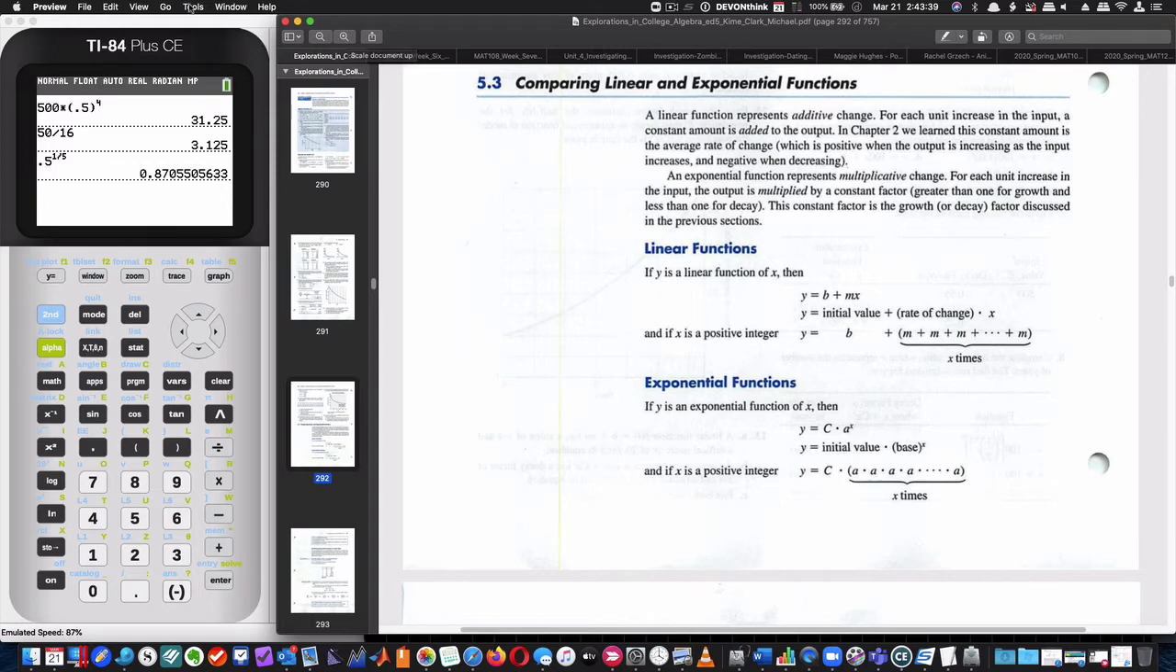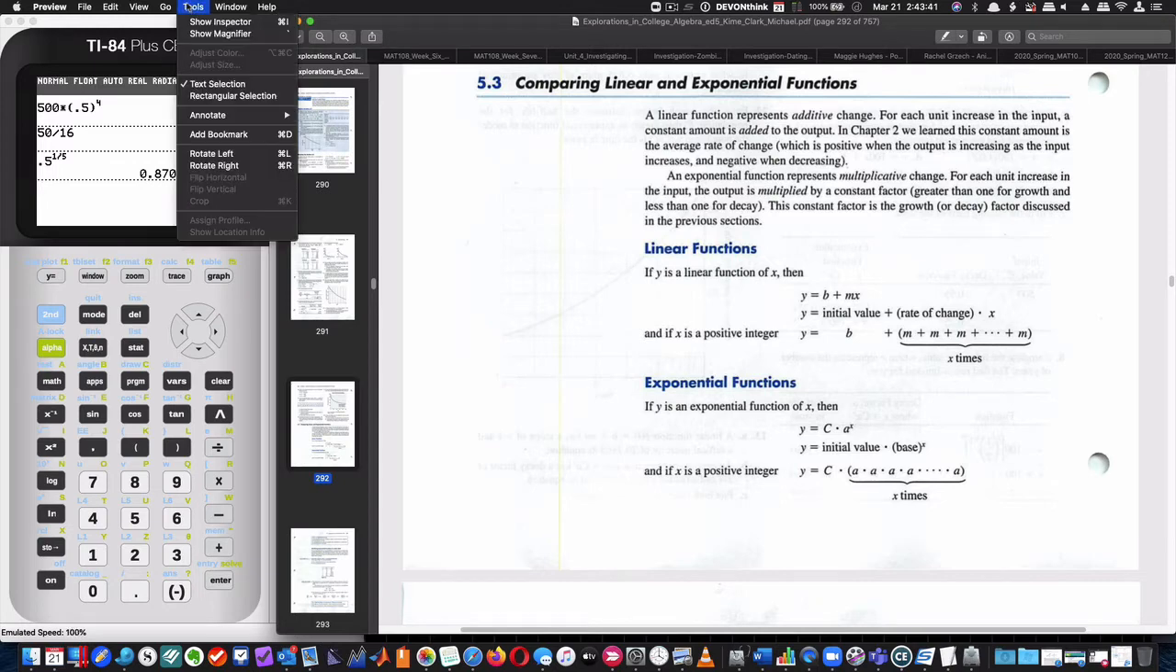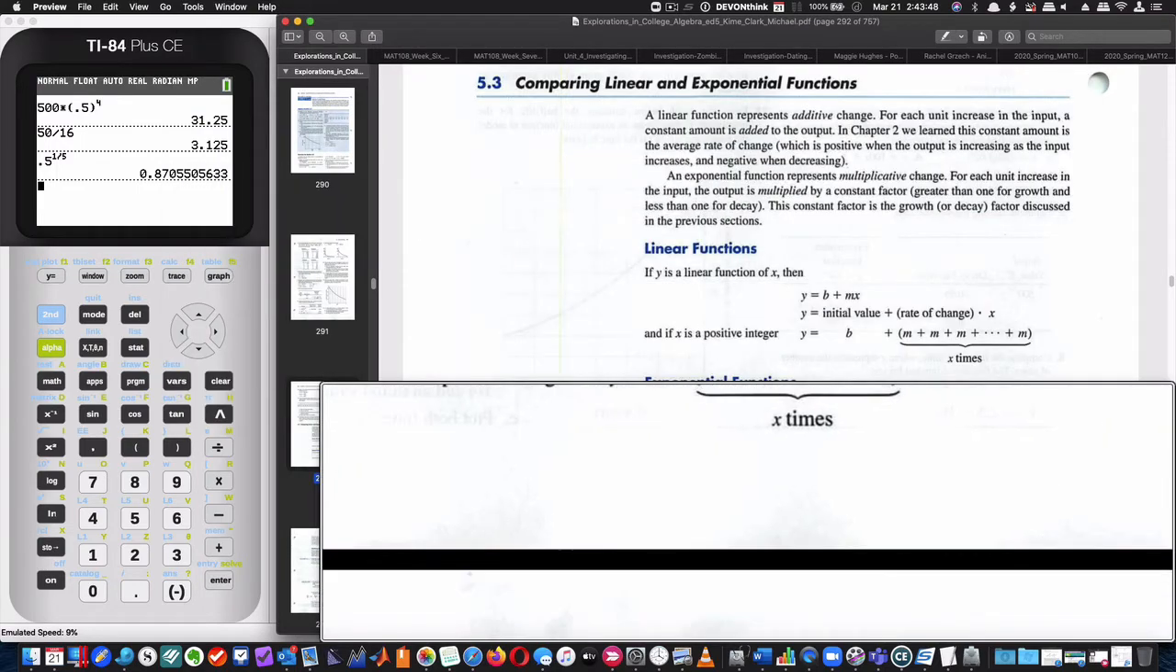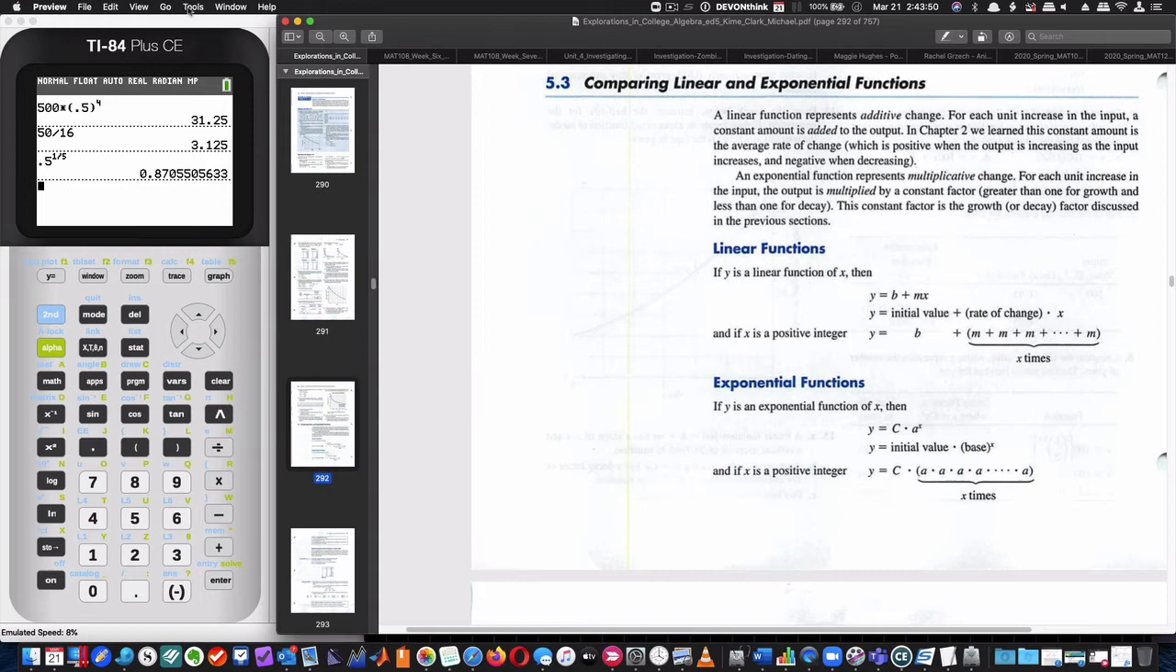Why can't I control this a little bit better? Show magnifier? I don't know what that means. Oh, well, that's interesting. I can do that too, I guess. Hide magnifier. I don't know.